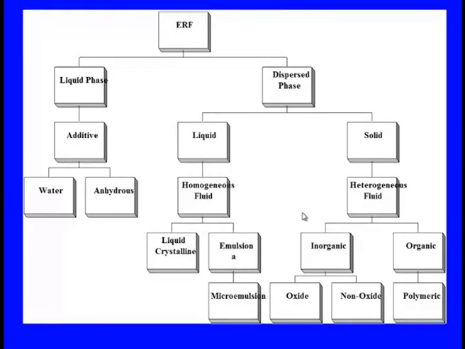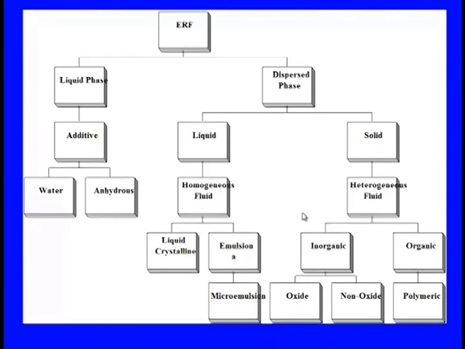This is also some kind of liquid part which is provided under the dispersed phase. When we talk about emulsions, that means micro emulsions, which are only up to 50 micron size. But when we talk about the dispersed phase in the solid part, even under the homogeneous fluid, there are two main categories, inorganic and organic. With organic, we have the polymer feature, and with inorganic, we have the oxide and non-oxide part.